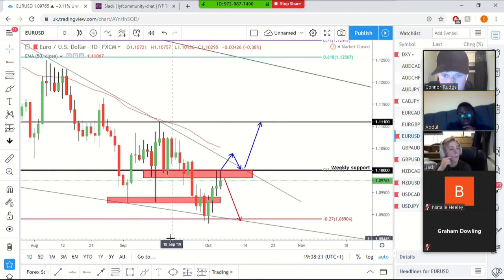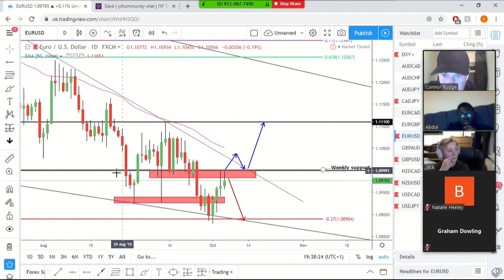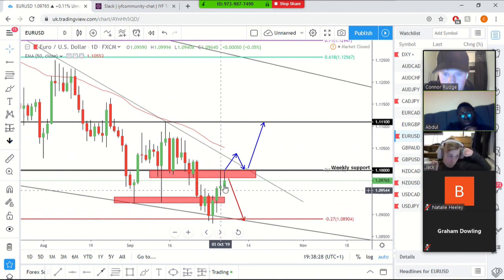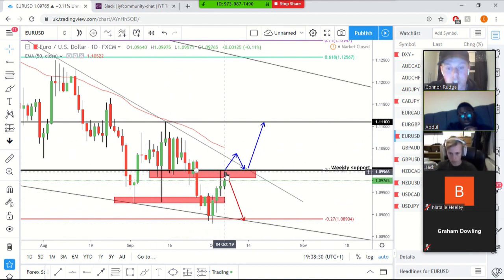Euro US dollar, it's not really clean at the moment. Obviously we've got this price action here, impulsive up, impulsive down. Now maybe there's a bit of correction before we get another impulsive move to the downside.